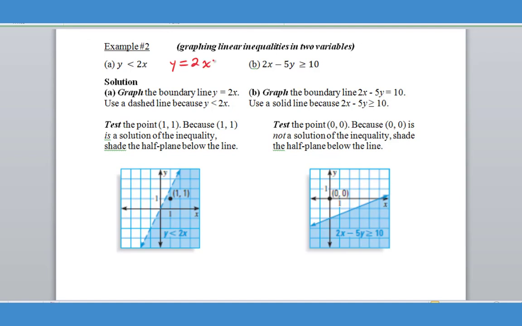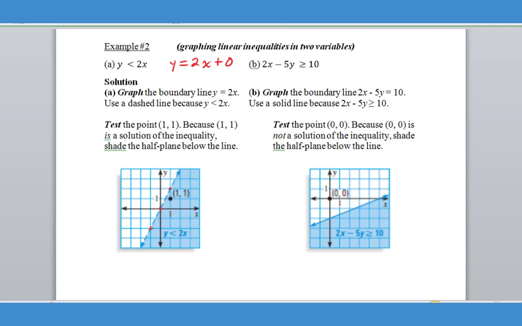Now, if you notice, we don't have anything added to the 2x, but if you want to make it easier to see the slope-intercept form, you could technically write plus 0. And then you could see the y equals mx plus b form. And of course, to graph this, I would just plot (0, 0), and I'd go up 2 and over 1, or I could go down 2 and over 1, just like I learned how to graph a line in slope-intercept form.